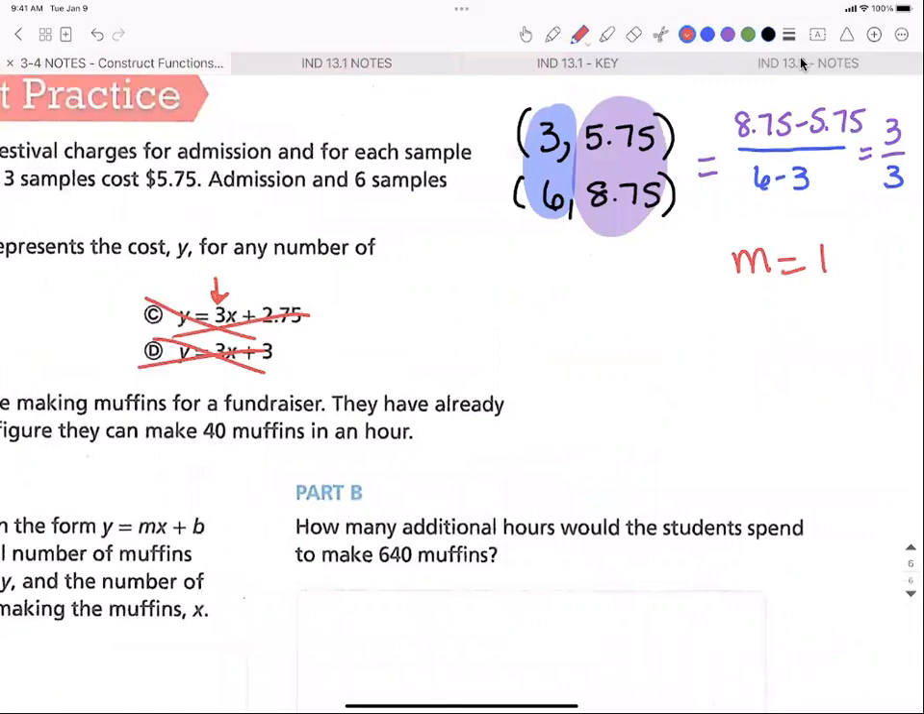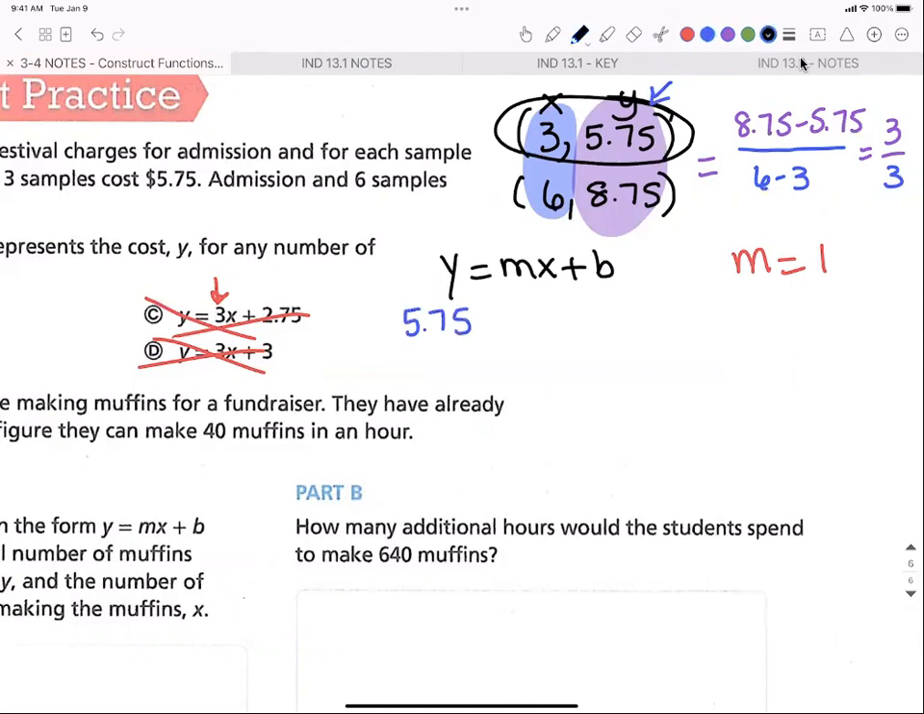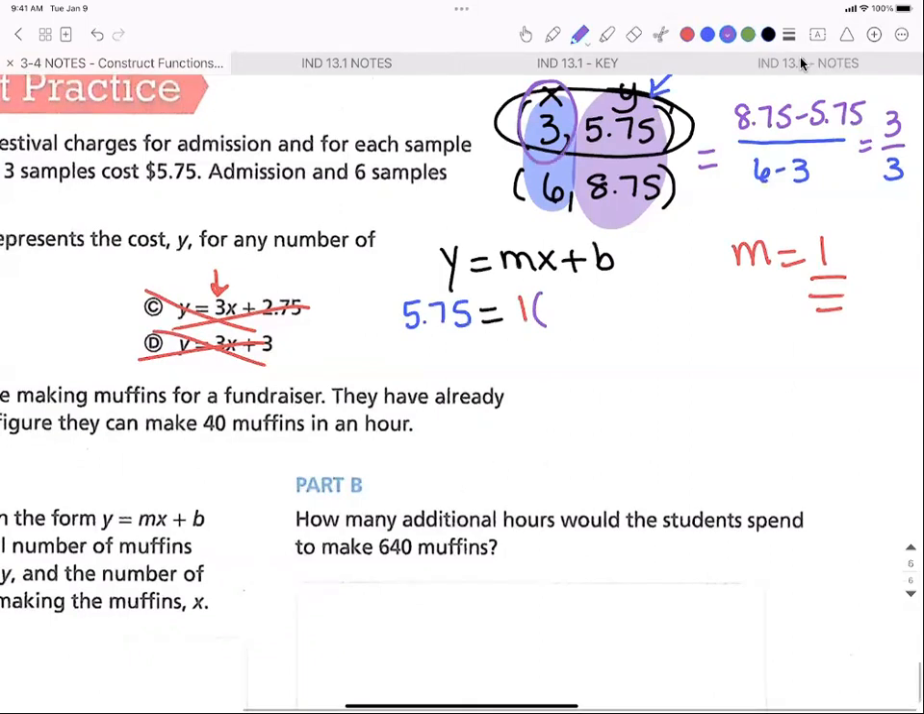It doesn't matter which point you use. I will choose this top one as my X and my Y. So I'm going to take the equation, Y equals MX plus B, and plug in what I'm given. I have a Y right here, so in place of Y, I'm going to put 5.75. I have an M, that I found myself. There's my M, times my X. Well, there's my X right here. My X that I'm using in this ordered pair is 3.